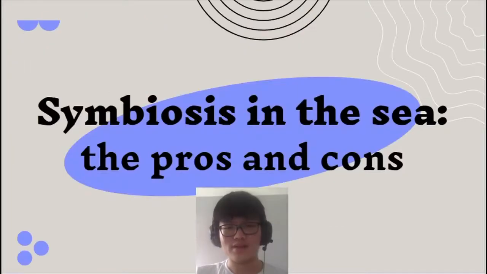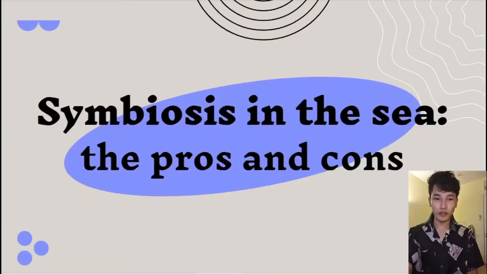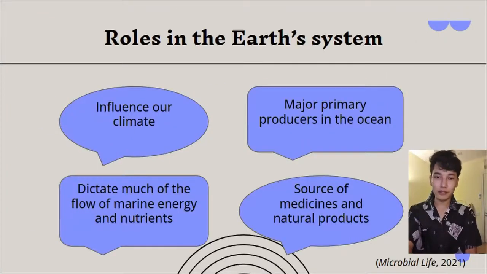My name is Sai Tong, and here I will talk about symbiosis in the sea and its pros and cons. Marine symbiosis plays many important roles in the Earth systems that influence our climate, are the major primary producers in the ocean, dictate much of the flow of marine energy and nutrients, and provide us with a source of medicines and natural products.